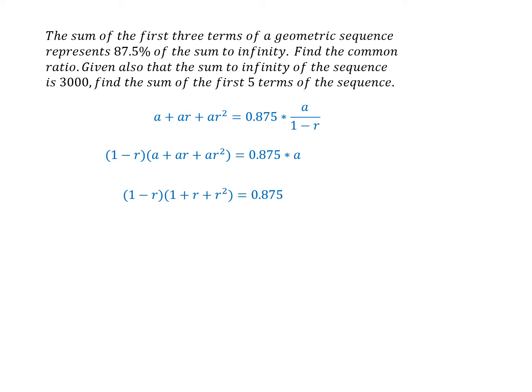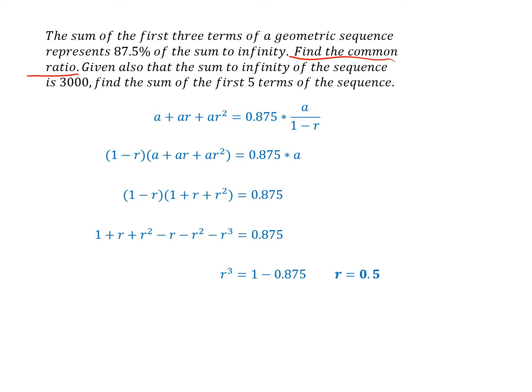Now when I multiply the brackets out, I get this, and luckily we've got some terms which cancel. So I'm left with 1 minus r cubed is 0.875. So that tells me that r cubed is 1 minus 0.875, from which I can work out r. So there's r equals 0.5. So we found the common ratio.